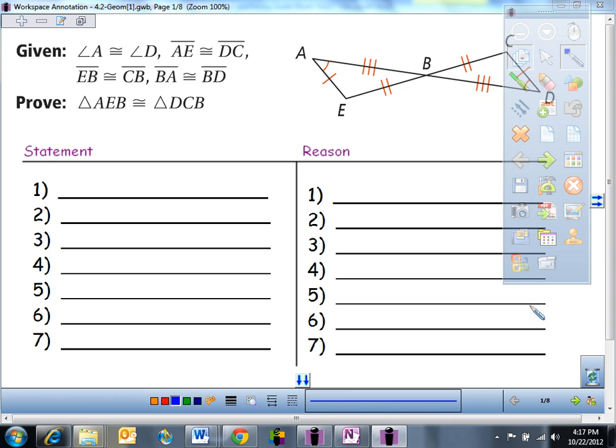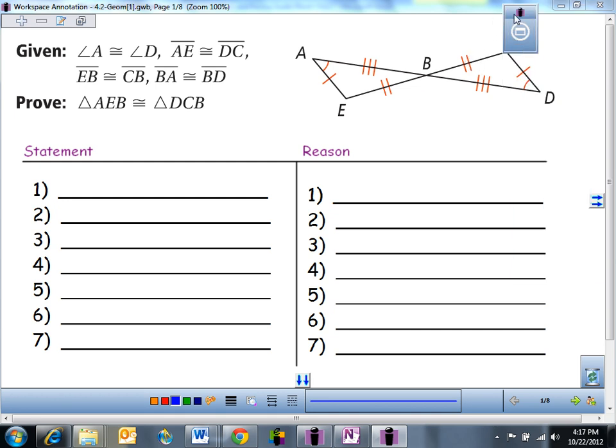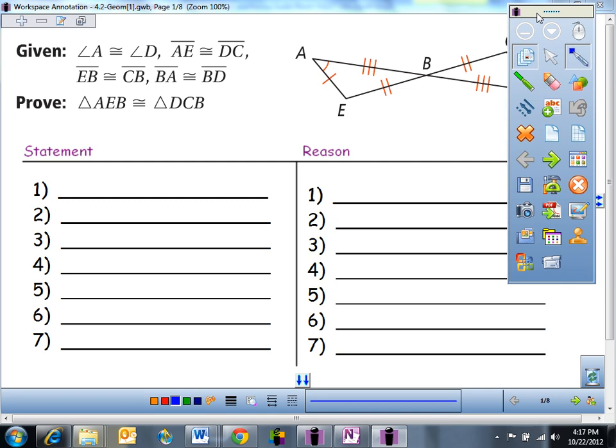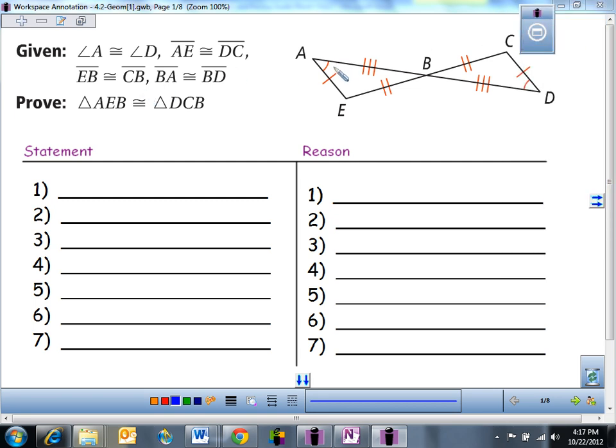Remember, as of right now, we know to prove two triangles congruent, we need all sides and all angles. So we need 6 things. Looking at what we have here, we are given that angle A and angle D are congruent, AE and CD are congruent, EB, BC, BA, BC. So right now we have an F, an F, an F, and an A. And we're trying to prove that AEB is congruent to DCB. So we're almost there. Let's get all our given stuff in.